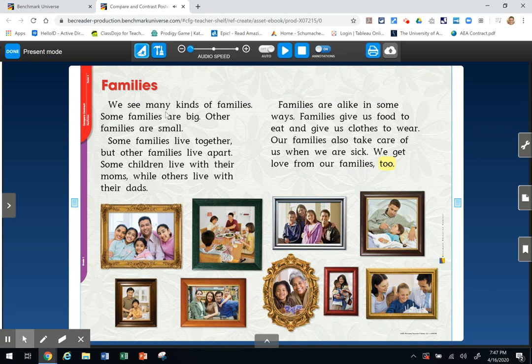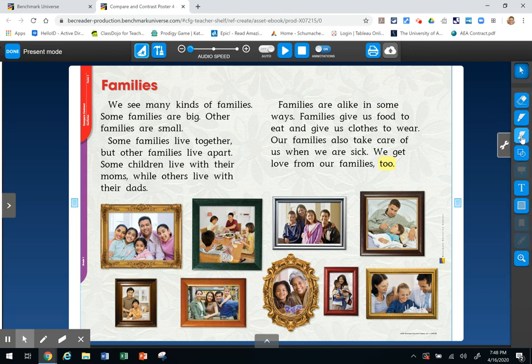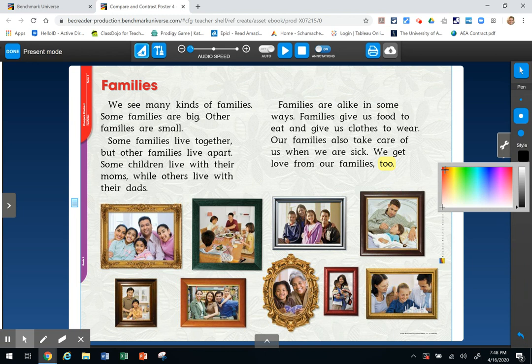All right, so the first 2 paragraphs talk about how families are different. Okay, so I'm going to go ahead and grab a pen. I'm going to underline how families are different in blue. Okay, so here we go.